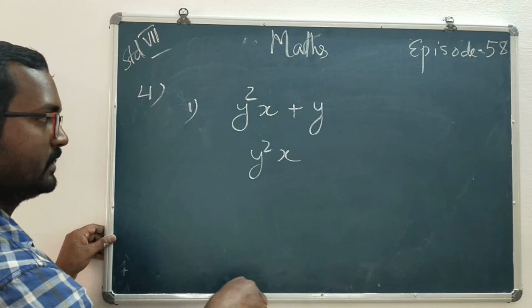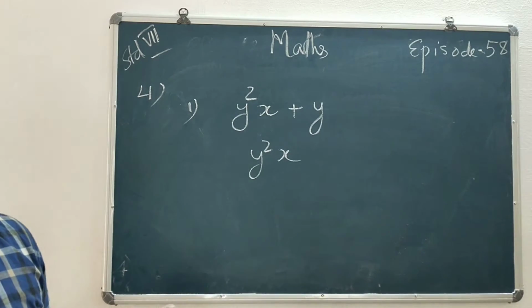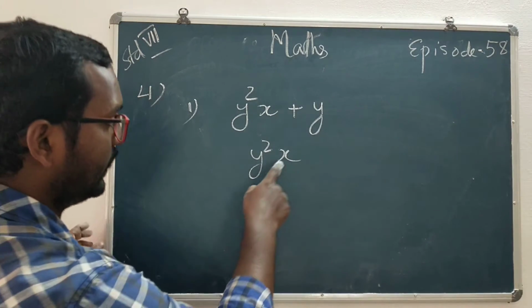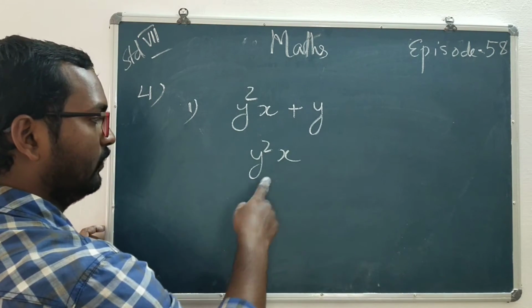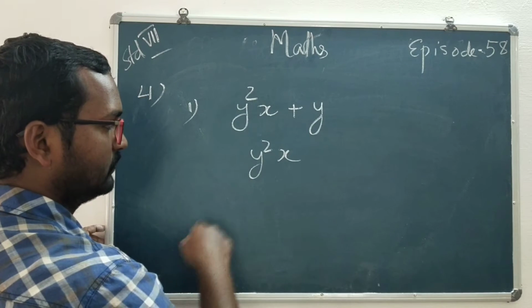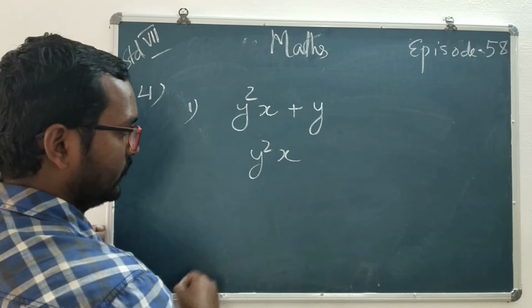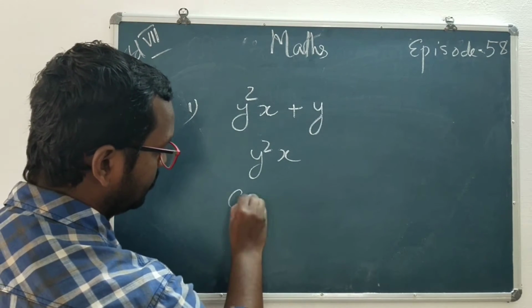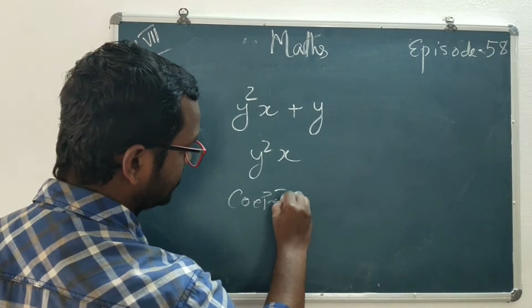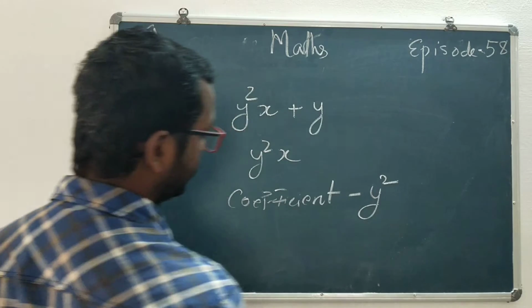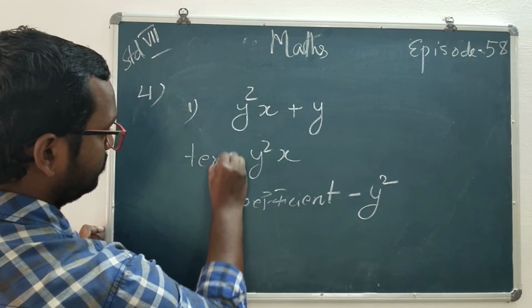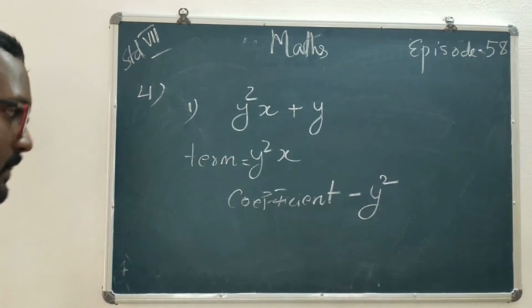The second question is, give the coefficient of x. The coefficient is always whatever is in front of that variable. In front of x is y square. So here the coefficient is y square. This is the term y square x.